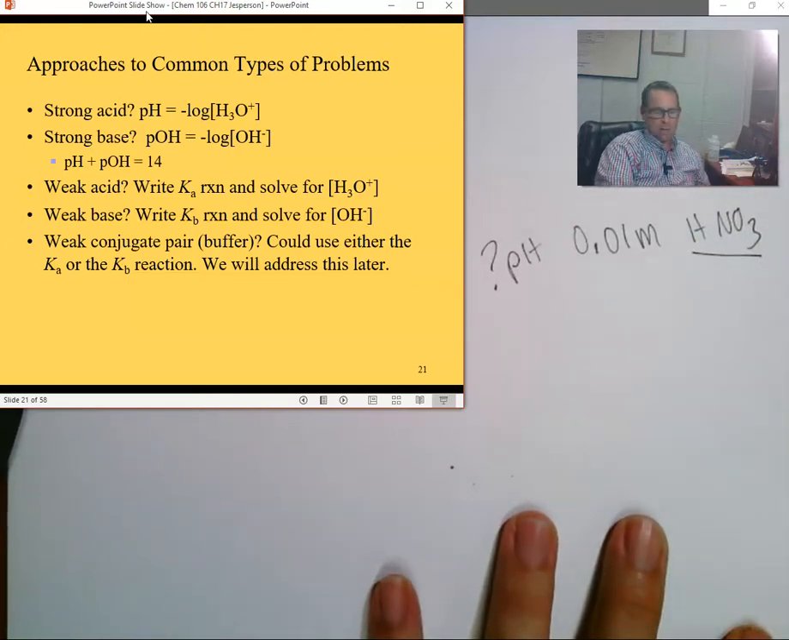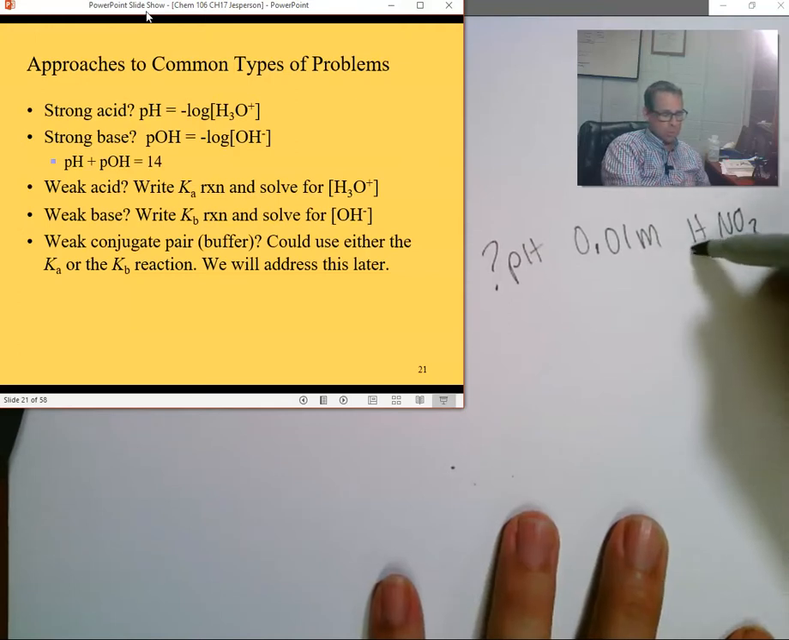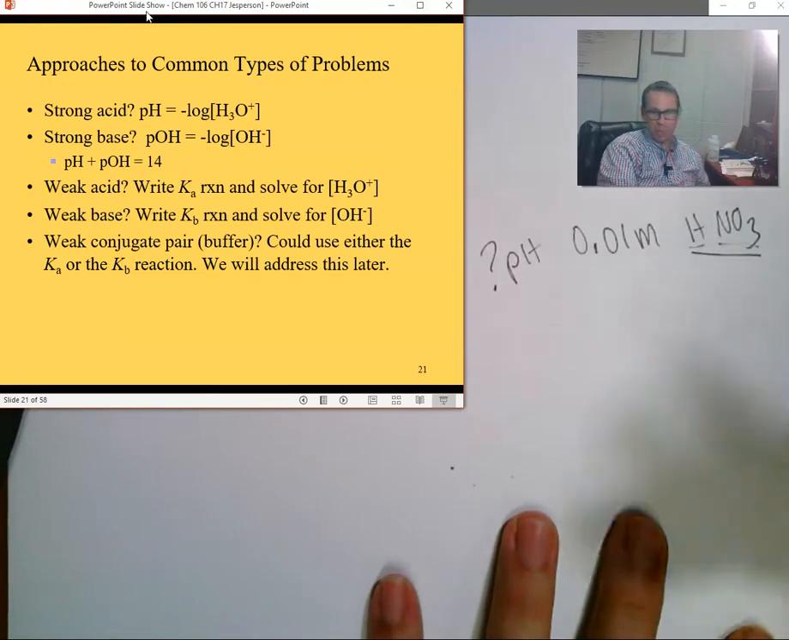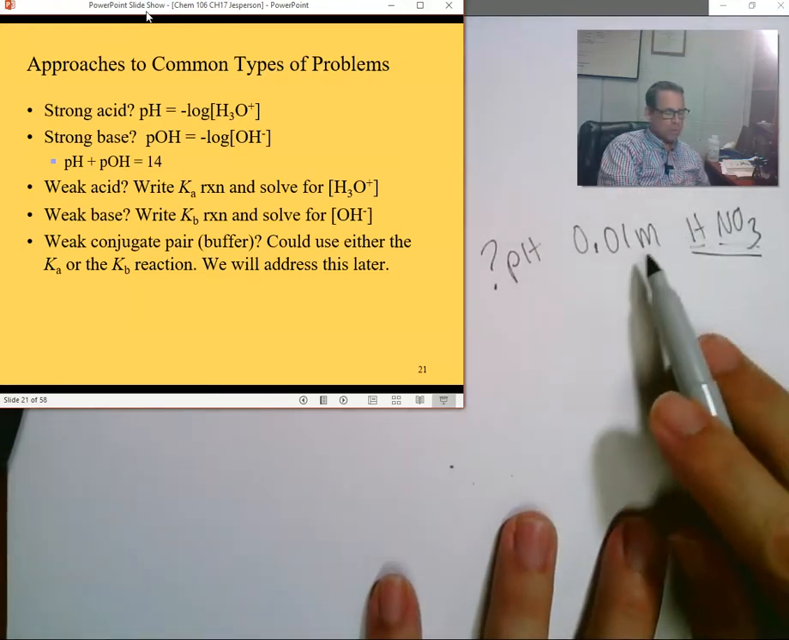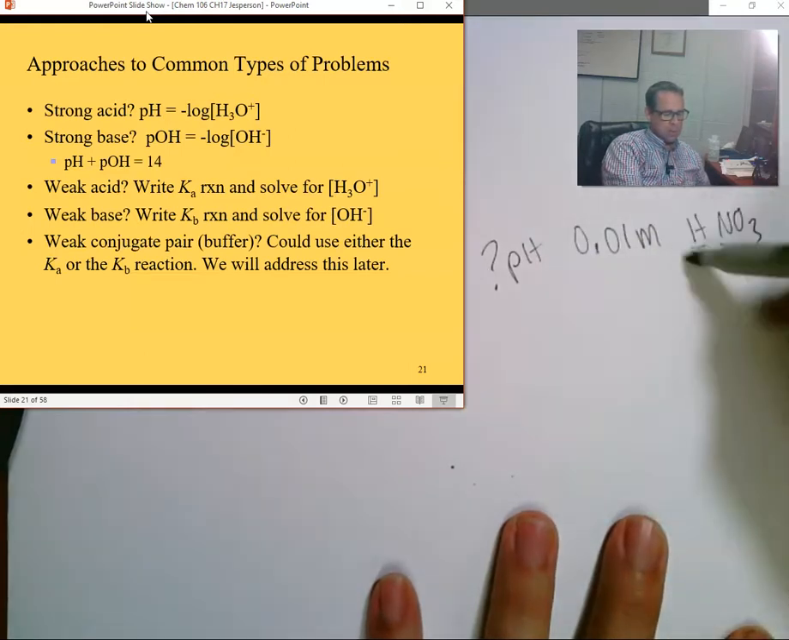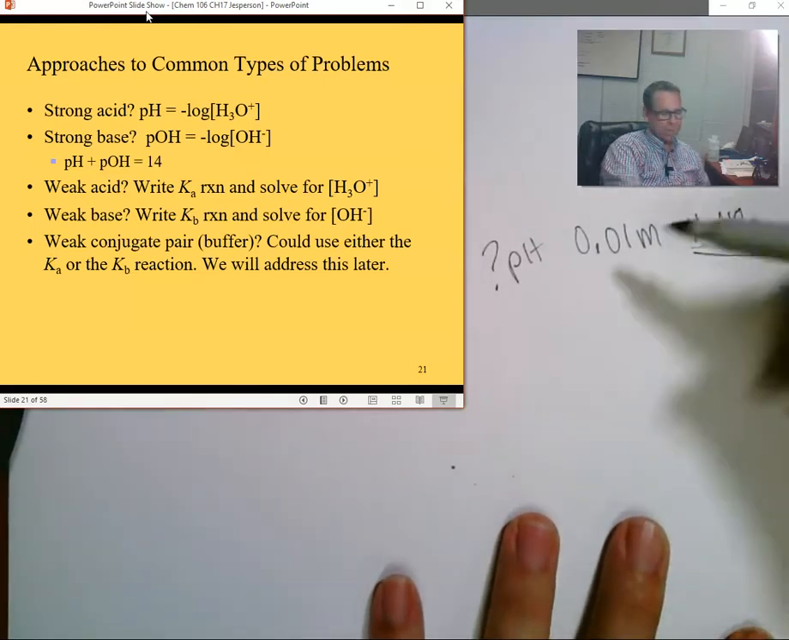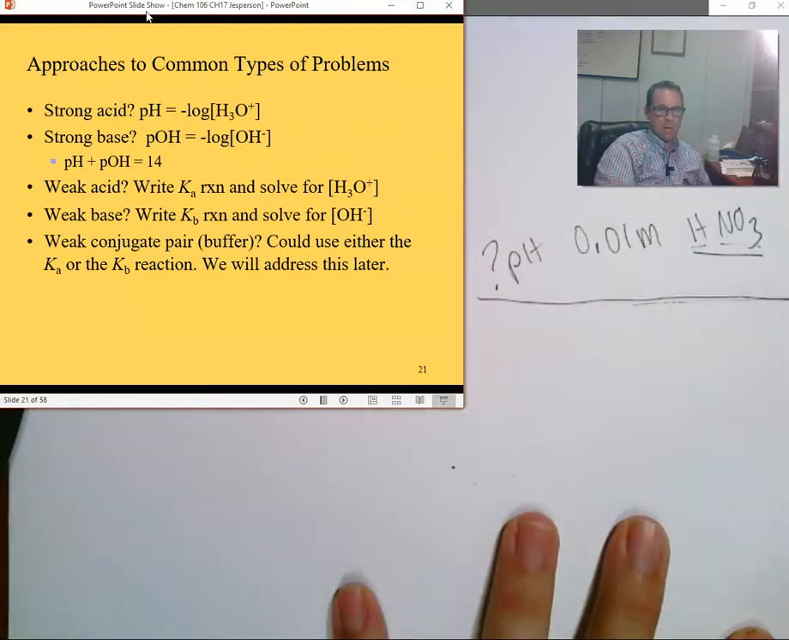Because it's a strong acid, that means it will completely dissociate, resulting in 0.1 molar of the hydrogen ion and 0.1 molar of the nitrate. And pH is related to the hydrogen ion concentration. Therefore, the negative log of the hydrogen ion concentration would be the pH for that scenario.